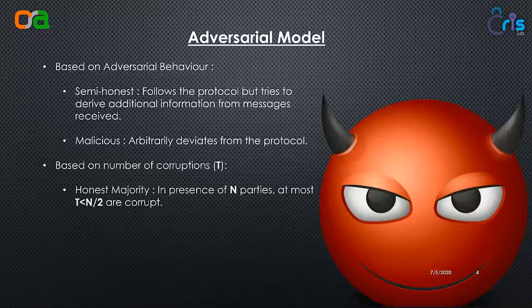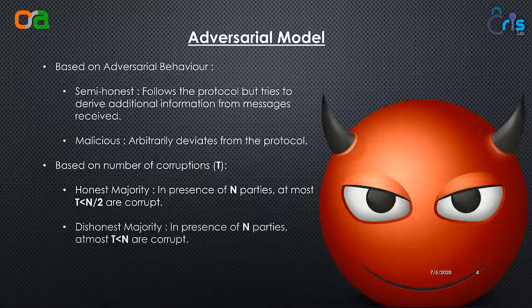The next is based on the number of corruptions. So the first type is honest majority. That is, if n parties are taking part in an MPC, we allow at most n/2 minus 1 to be corrupt. That is, the number of honest parties in the MPC should be in majority. The next is dishonest majority setting, where in presence of n parties, we allow n minus 1 parties to be corrupt. So in our work, we look at the malicious setting and the honest majority setting.